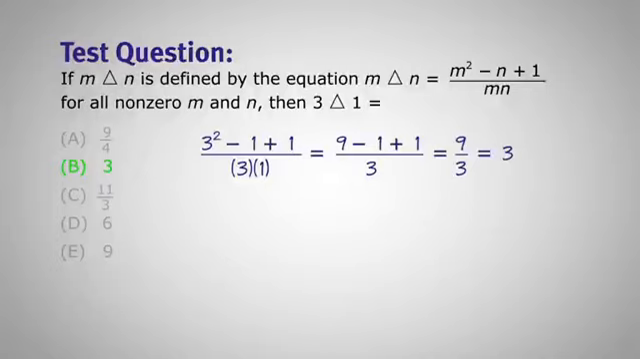Now take a look at the math that you had to do for this symbol question. Very straightforward calculations. 3 squared, negative 1 plus 1, 9 divided by 3. Just remember, you don't need to be intimidated by an unfamiliar symbol. If you can follow the rules of the symbol, substitute, and then use your arithmetic skills, you'll be rewarded by calculations that are very straightforward.